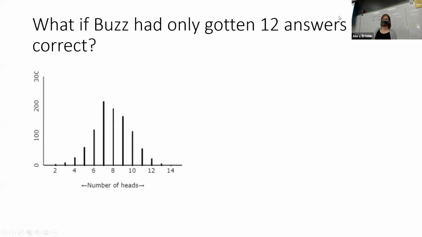All right. What if Buzz had only gotten 12 answers correct? Then our result wouldn't be as extreme. It wouldn't be as far in the tail here. So what do you think? Would 12 out of 16 be convincing evidence?